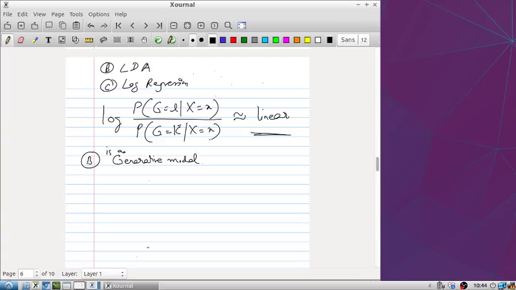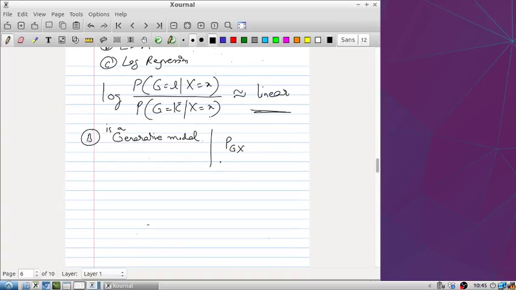Again, a lot of another name here. All it means is that LDA makes an assumption about the joint distribution between G and X. That's what a generative model means. It's going to make an assumption about the joint distribution of G and X. Contrast this with it: a generative model assumes P of G comma X as something.